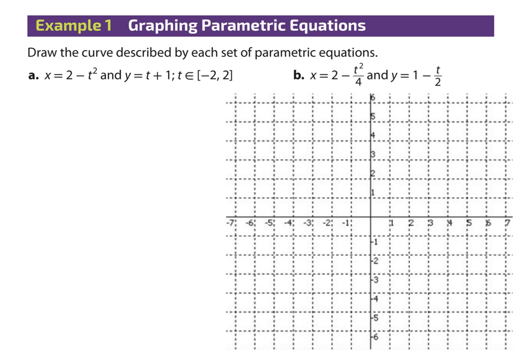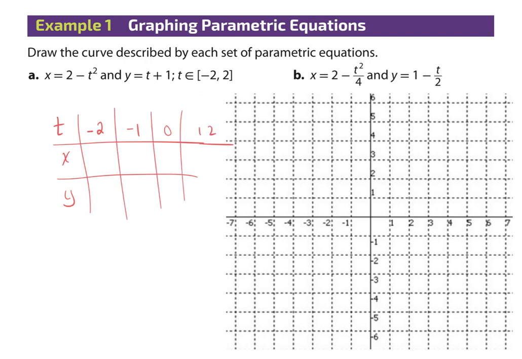All right. And so you're going to set up a chart when you're just doing a basic one like this. You're going to say, well, I'm going to have a t input, and then I'm going to have an x and a y output, really. And that's going to determine my xy coordinates for this guy. And so typically you're going to use just easy ones to do. They did -2, -1, 0, 1, and 2, right? And so that's simple enough.